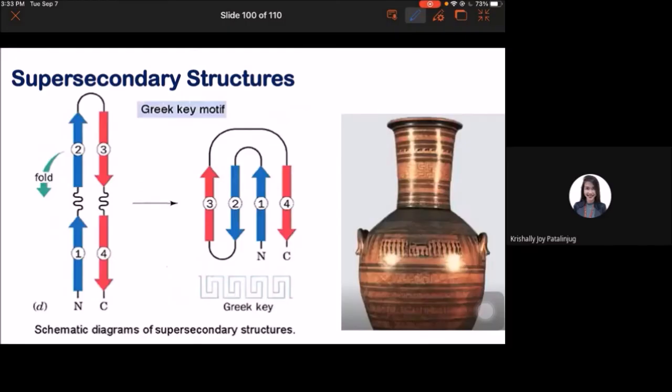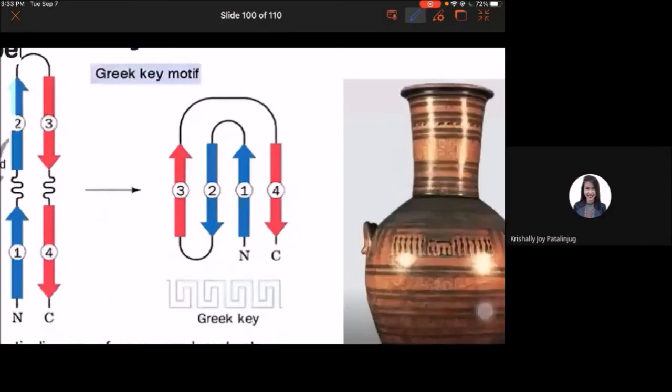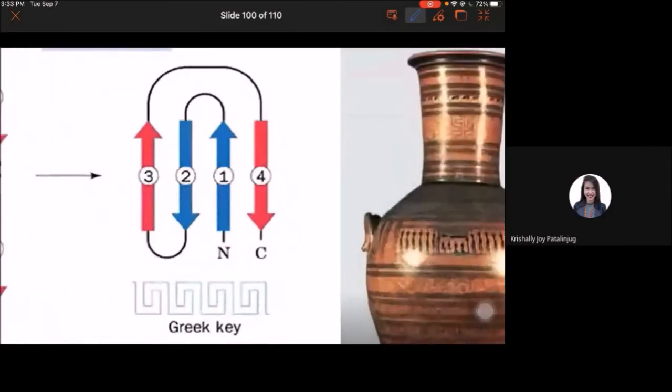And last, the fourth example of the super secondary structure is the Greek key motif. In terms of the structure, kung makikita natin, alternating yung anti-parallel na strands. Puro beta sheets, anti-parallel.